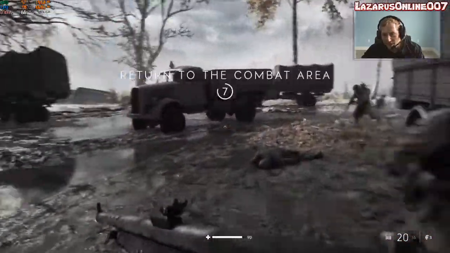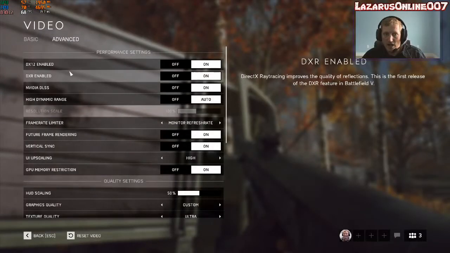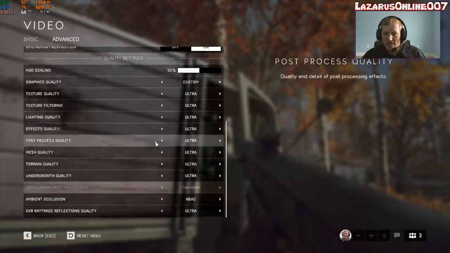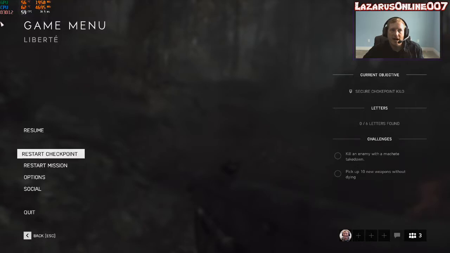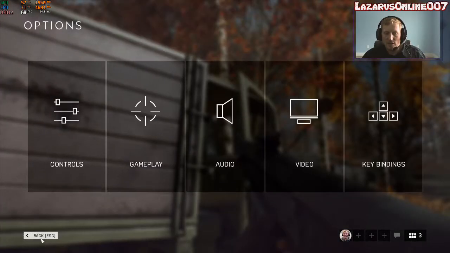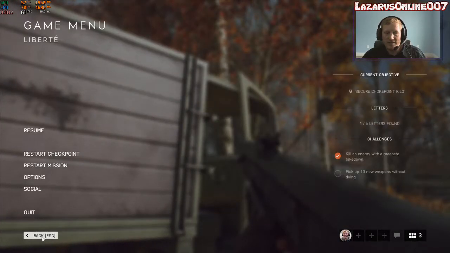We're playing Battlefield 5. DLSS is on, ray tracing is on and set to ultra. In the top left, I have my MSI Afterburner overlay, so you can see the frame rates as I'm seeing them. Let's see what kind of frame rates we get with DLSS enabled.